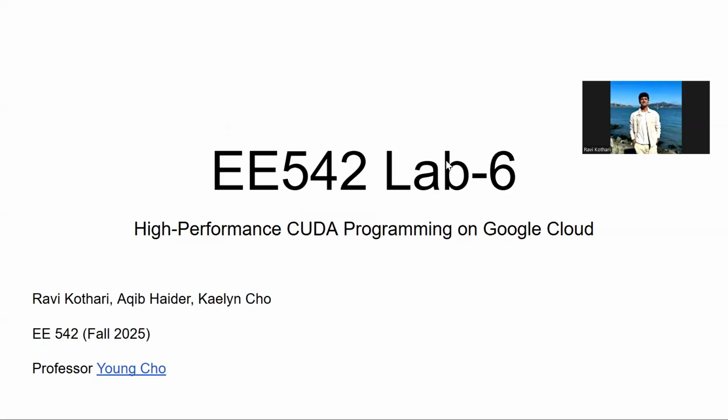Hello, my name is Ravi, and this is EE542 Lab 6, high performance CUDA programming on Google Cloud. The lab is divided into two parts. In the first part, we compare the performance of GPU and CPU for general matrix multiplication. The second part is where we compare the performance of, again, CPU and GPU for image processing, wherein we convolve an image processing kernel on an input image and we receive an output image.